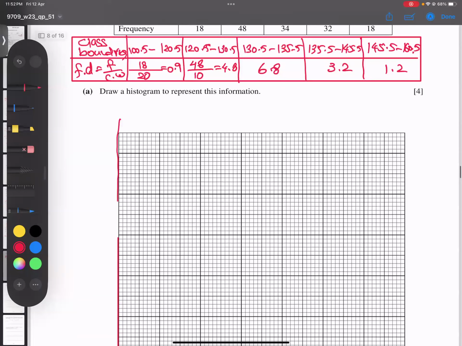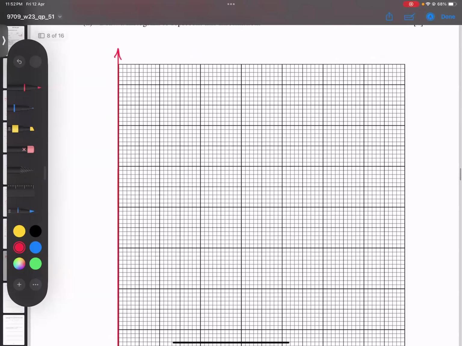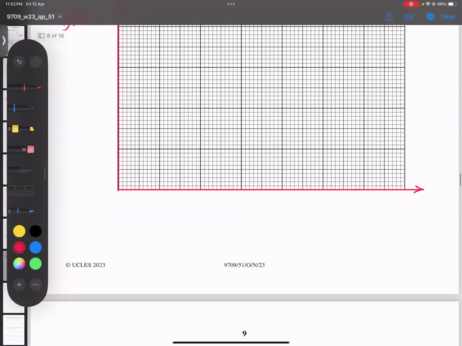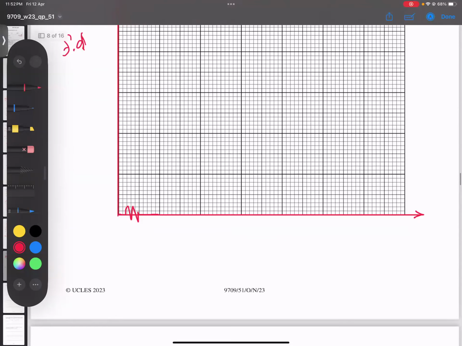Okay, and here I make a frequency density, FD. Here I can show a compression, and I can show the rest of the graph. This compression means I'm not showing the exact values.